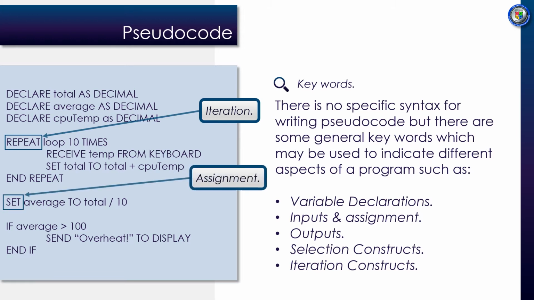The keyword for assignment is set. Set average to total divided by 10. And finally, we have our selection keyword, if, in our if statement. If average is greater than 100. As we've seen, these keywords indicate those different aspects. Again, variable declarations, input, output, assignment, selection, and iteration.